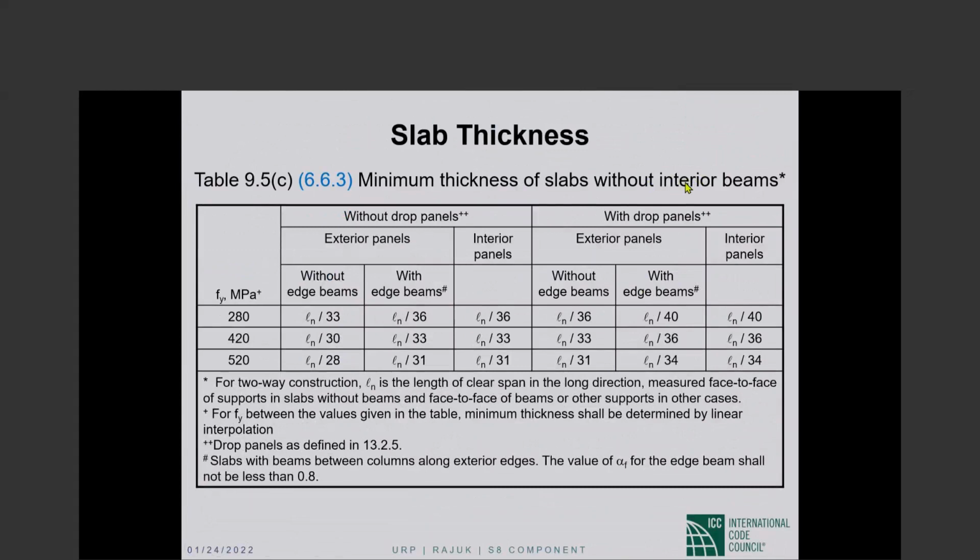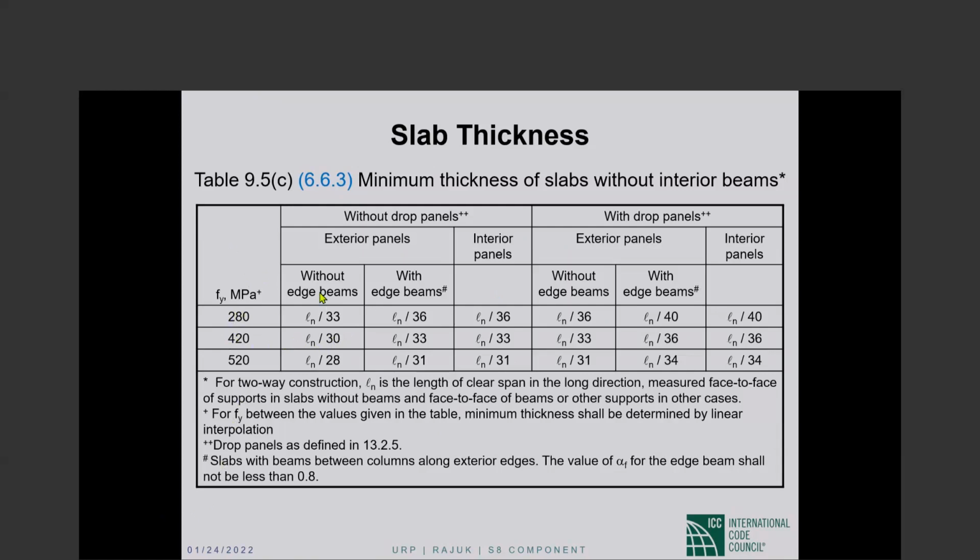So there are values for slabs without drop panels and values for slabs with drop panels. Exterior panels, interior panels, different minimum thicknesses, although in reality, we typically will not provide minimum thicknesses for different panels. Anyway, this is the yield strength of the reinforcement for 420 MPa reinforcement.